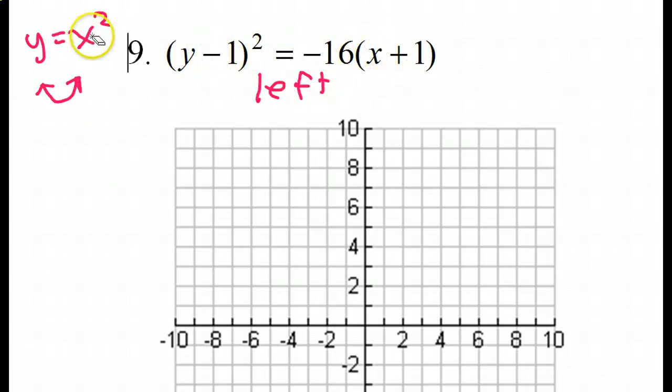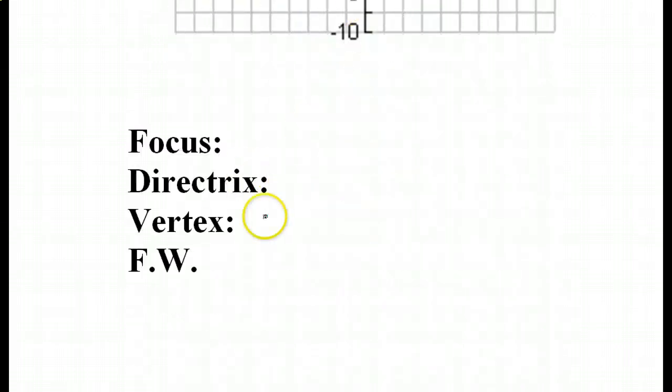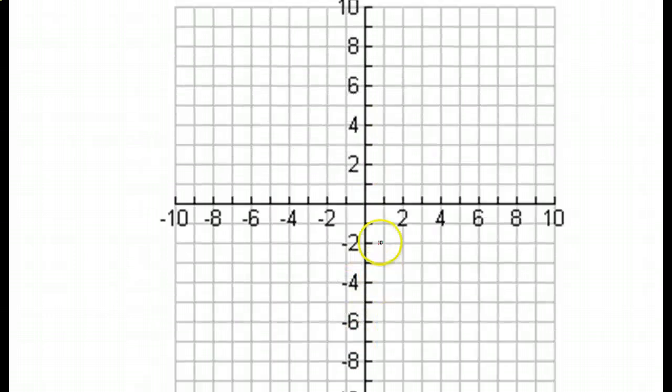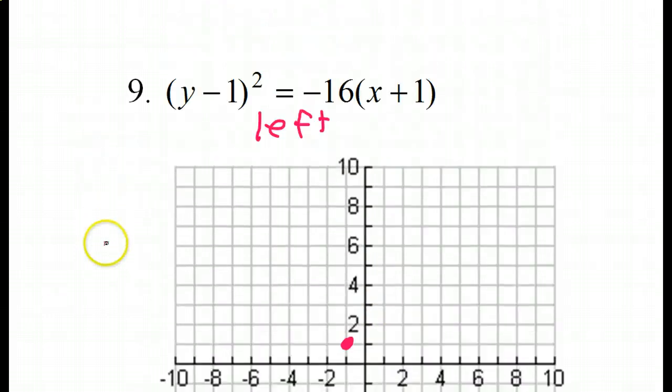Okay, next we need the vertex. It will be the opposite of this one and then that one. Make sure your x-coordinate comes from the x part of the equation. So negative 1, comma 1, opposites. Negative 1, comma positive 1. So there's our vertex, so let's graph it. Negative 1, positive 1. Okay, next we need that p-value. So look guys, 4p is equal to negative 16.